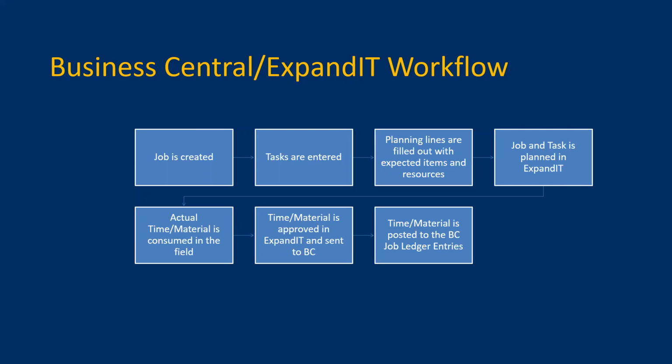So while pulling the job, we're also pulling the tasks and planning line details if they have been entered. This again is displayed on what we call a work order in ExpandIT. So now that we have all of that information needed for planning, the dispatcher is able to add a new work order from the planning board and select the project and task. Within ExpandIT, it is creating a work order. A work order is what holds all of the details from Business Central and will have planned visits against it.